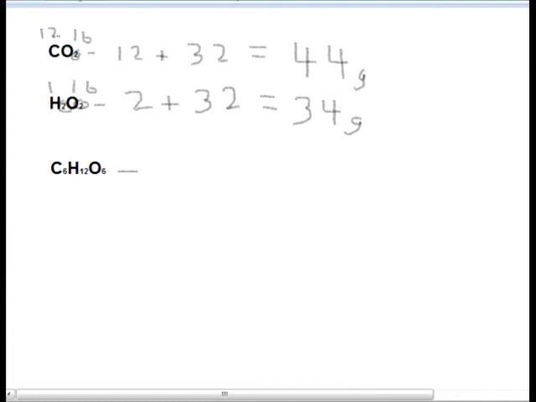Alright, now for the big one here, sugar. That's C6H12O6. Carbon's mass is 12, but there are 6 of them, so 6 times 12 gives me 72. Then I'm going to make my plus sign there. Hydrogen's mass is still just 1, but there are 12 of them, so 1 times 12 is 12. And then oxygen's mass is again 16, but there are 6 of them, so 16 times 6 gives me a total of 96.